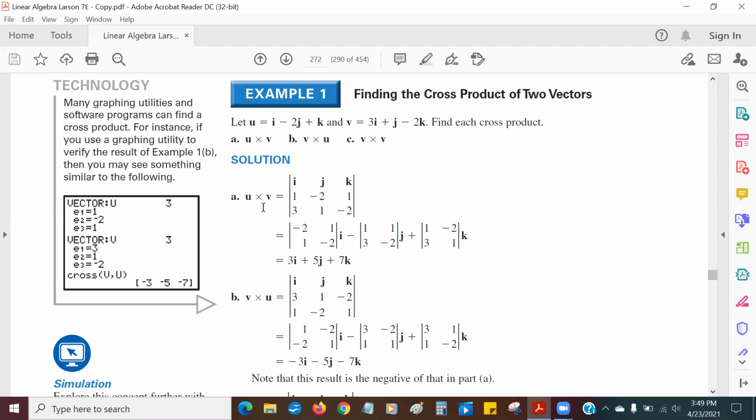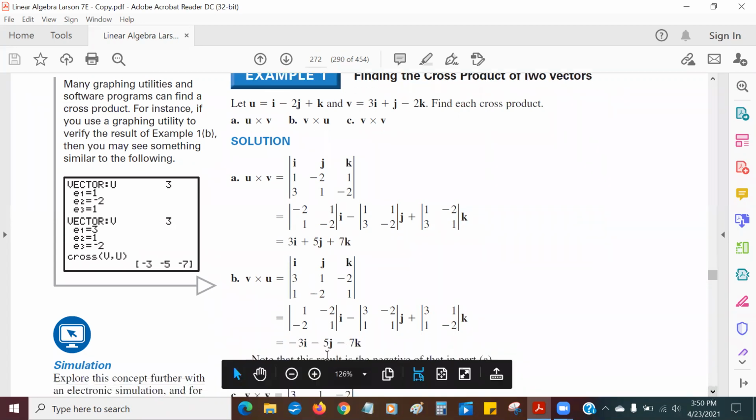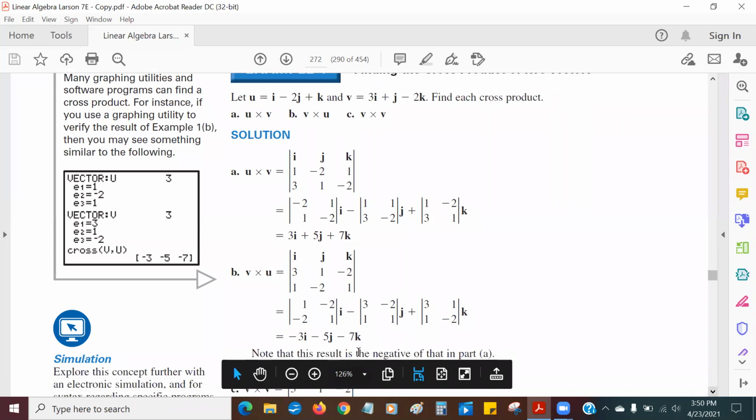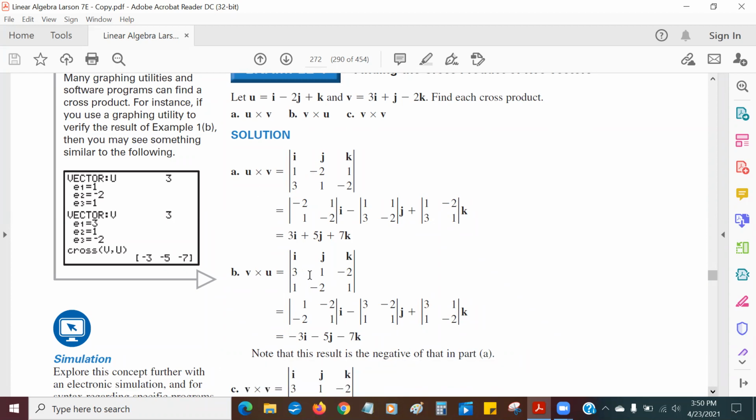Well, U cross V is this determinant right here, which if you multiply it out, comes out to 3i plus 5j plus 7k. V cross U is this determinant over here, which if you multiply it out, comes out to negative 3i minus 5j minus 7k. And again, that makes sense because the difference between this determinant and that determinant is that I switched two rows, and that makes the determinant negative.